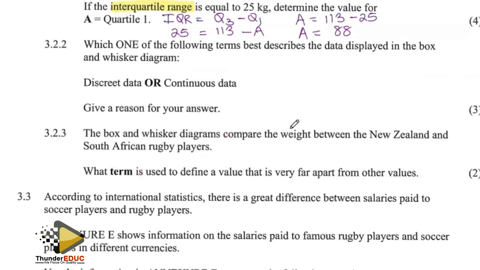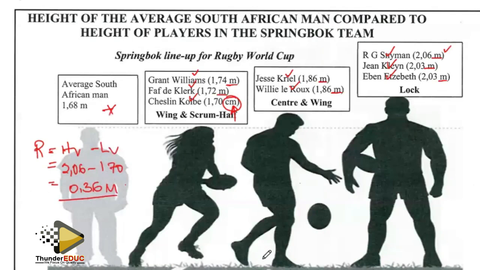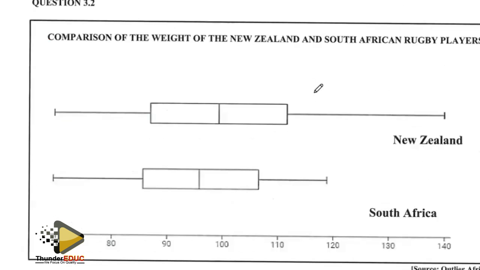Okay. 3.2.2. Which one of the following terms best describes the data displayed in the box and whiskers diagram? Let's go there and we see the box and whiskers diagram. Which of the following best describes?